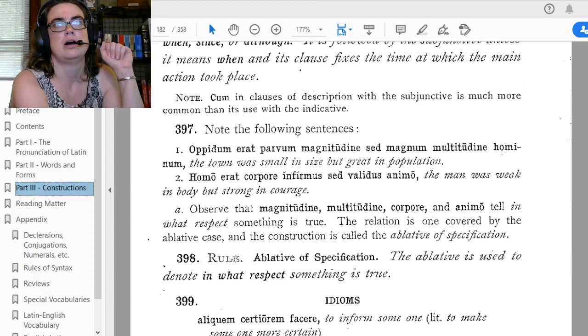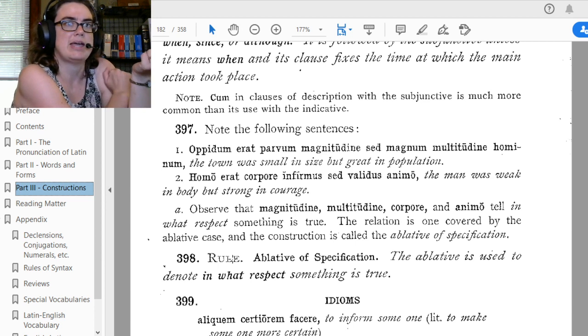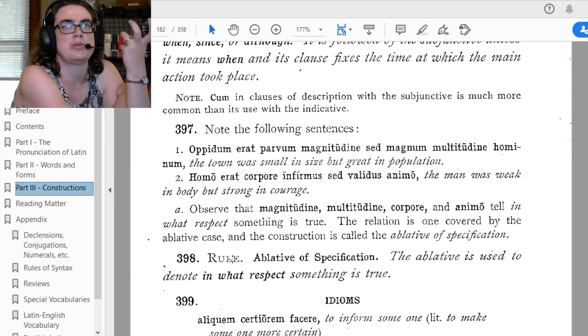All right. And now the second thing, real quick. This is about the ablative case. Another thing you can do with the ablative case. So, oppidum erat parva magnitudine, sed magnum multitudine hominum. So, the town was small in respect to size, but great in respect to population of men. So, you heard me translate magnitudine and multitudine with the phrase in respect to.